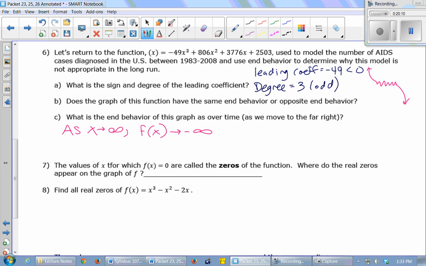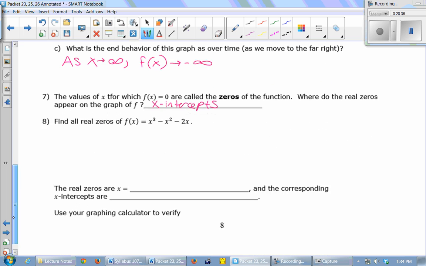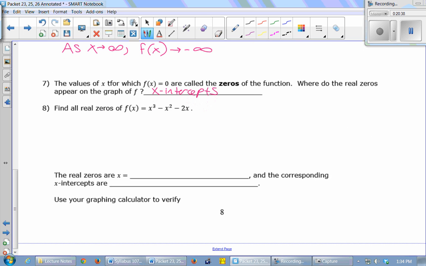All right, so the values of x for which f of x equals 0 are called the zeros of a function. Also known as what? When you look at the graph, what are they known as? X-intercepts. Places where the function equals 0 are x-intercepts. So we also call them zeros sometimes. We use those interchangeably. So if I want to find all the real zeros of f of x equals x cubed minus x squared minus 2x, that means find all the places where the function equals 0. So I put in a 0 for f of x.